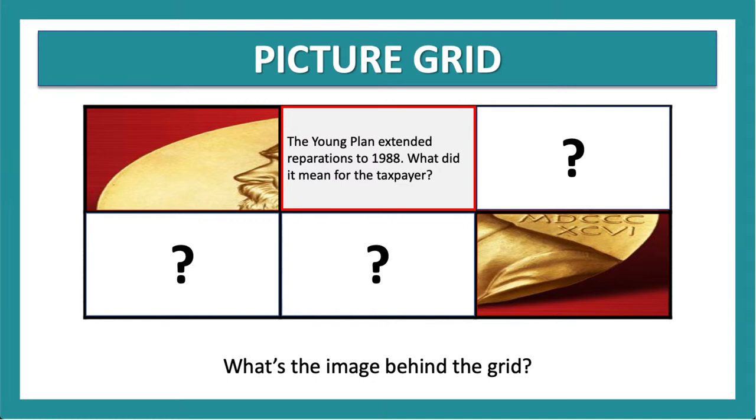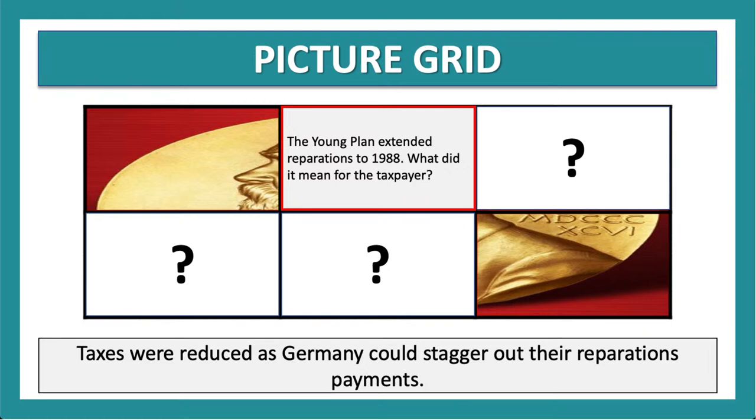And that's an interesting one because obviously the Dawes Plan involved a very significant loan, a very high loan from the Americans. When we're talking about this extending the reparations, so they're paying it off over a longer period of time, it could be the opposite. Shall we have a look? Yeah, taxes were reduced as Germany could stagger out their reparations payments, so they didn't have to pay as much back as quickly. Although it is a good point that debts were increasing in other ways because they were borrowing large sums of money. Shall we have a look there?